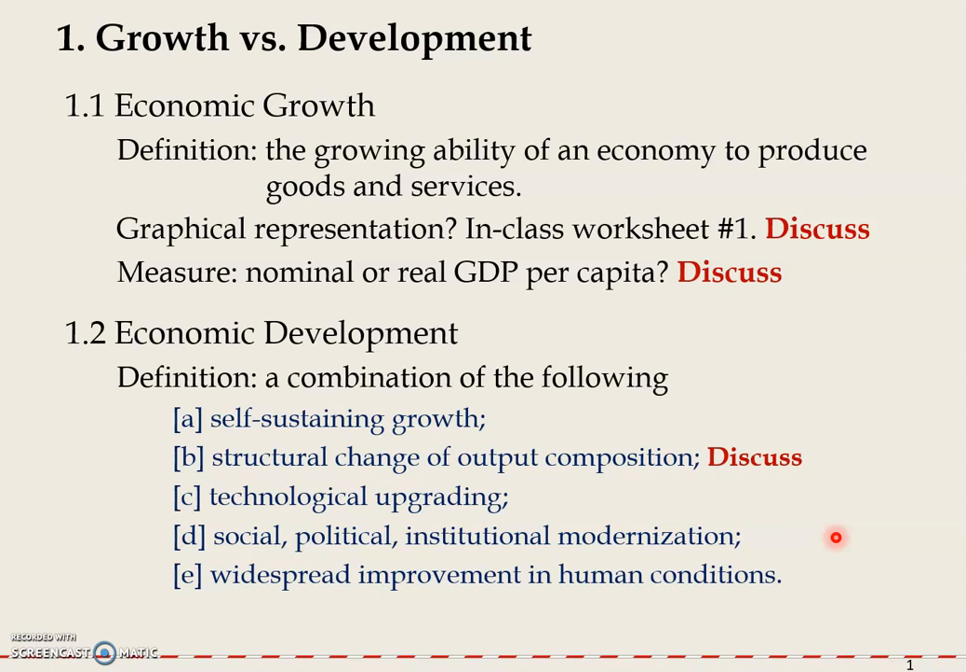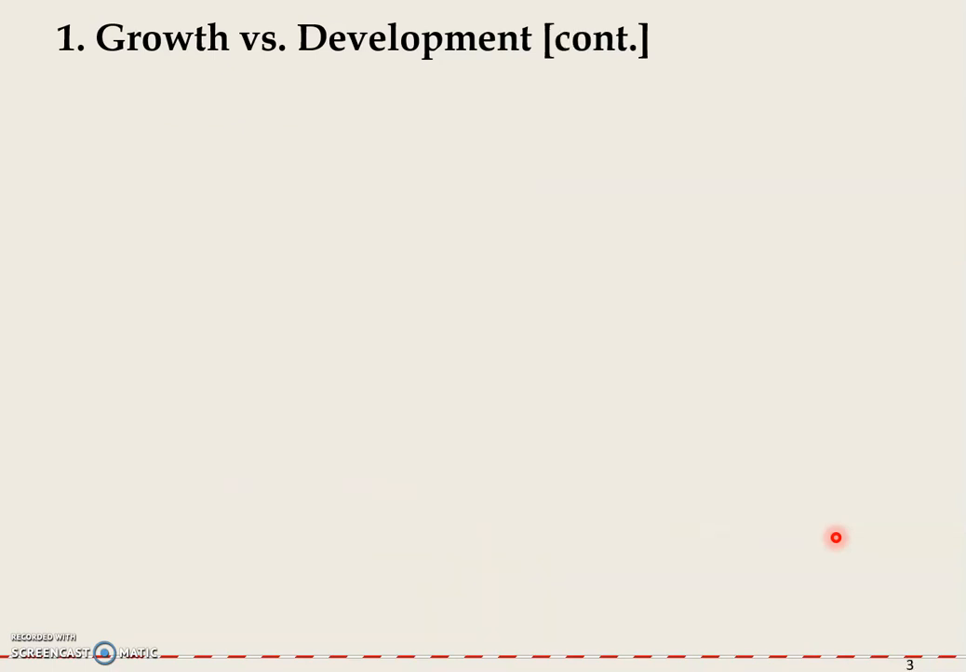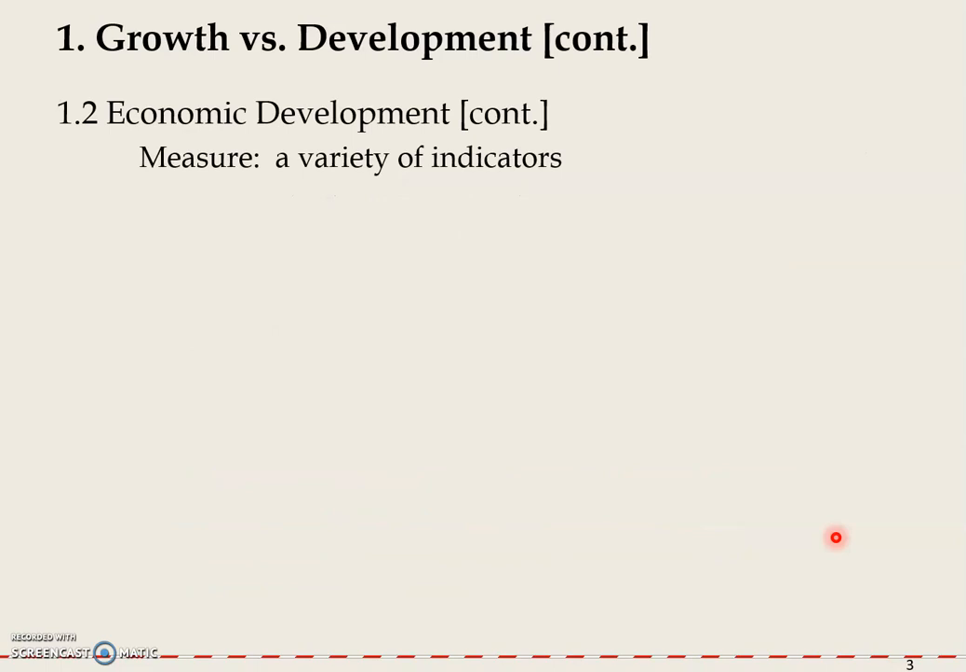So once again, all of these five aspects combined define economic development. Simply speaking, it's much wider, broader than economic growth. Now here let's look at the measurement, how we could measure economic development. As we already said, development is a much broader concept, so you could imagine that we probably need a much broader measurement.